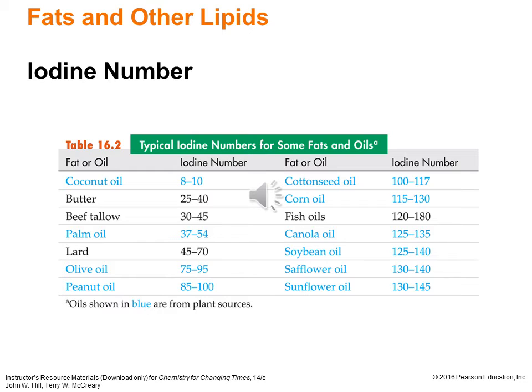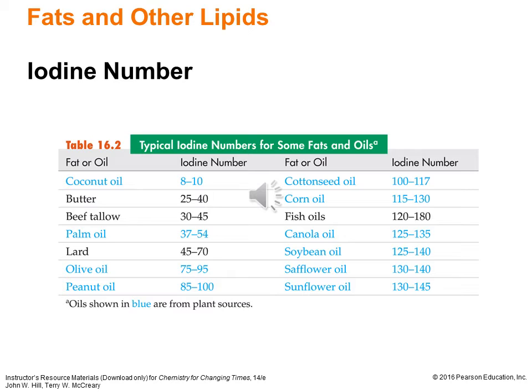So we see here in Table 16.2 some typical iodine numbers, and as you see, the low iodine numbers, coconut oil, as I said, is sort of a misnomer. It's not really coconut oil. It's a solid fat like butter, and it has a very low iodine number. There's very few unsaturations in coconut oil. Butter, beef tallow, lard, as we see those traditional animal fats, they have very low iodine numbers.